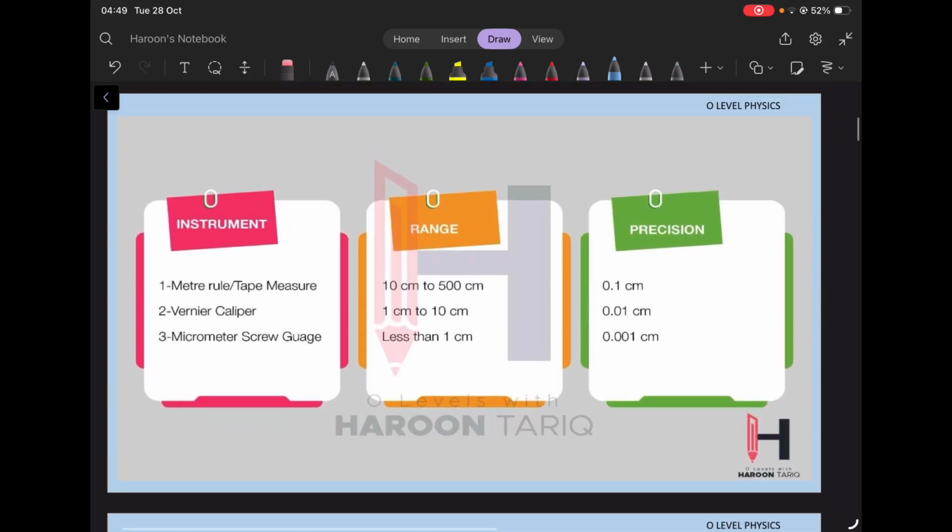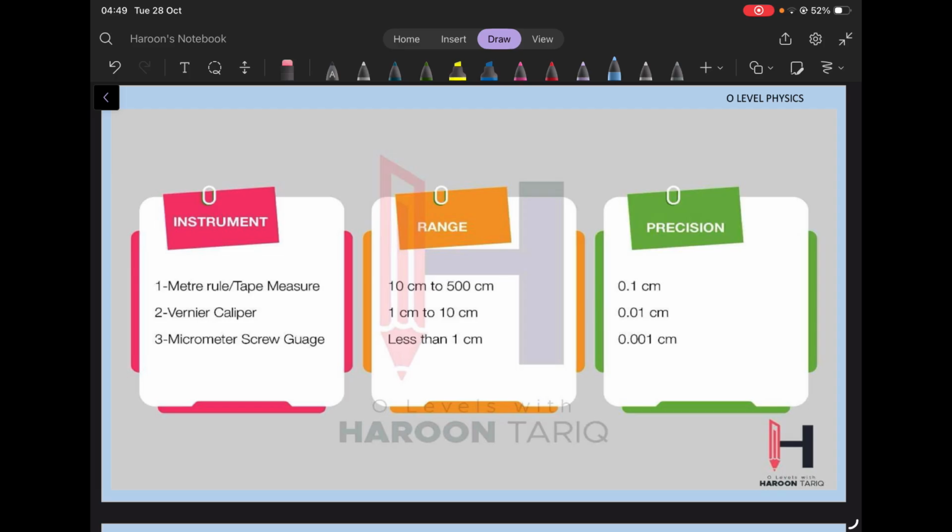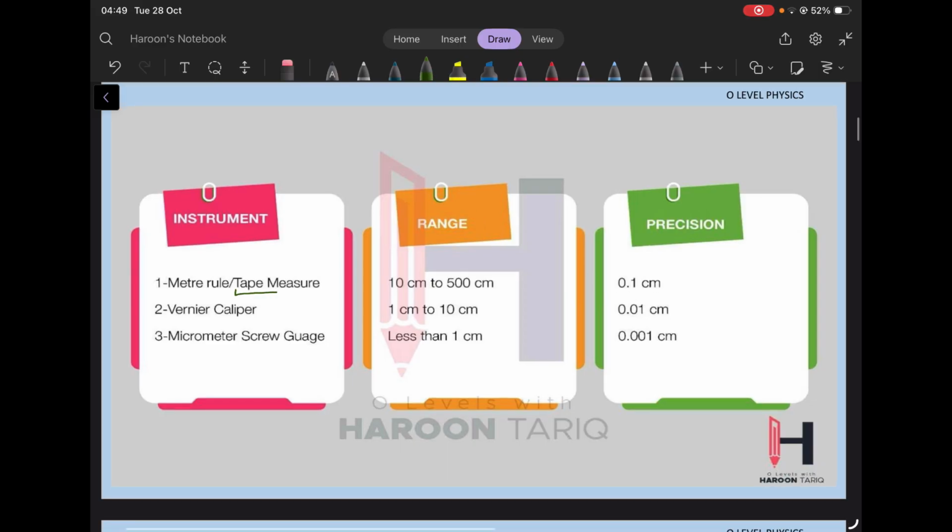Okay, now this is just a summary for meter rule, tape measure. The range is 10 centimeters to 500 centimeters. But you should know, for tape measure especially, this is for tape measure only, it can measure up to 100 meters as well, depending on the size of the tape measure. The tape measure should be big enough. And for vernier caliper, 1 centimeter to 10 centimeters, micrometer screw gauge less than 1 centimeter.